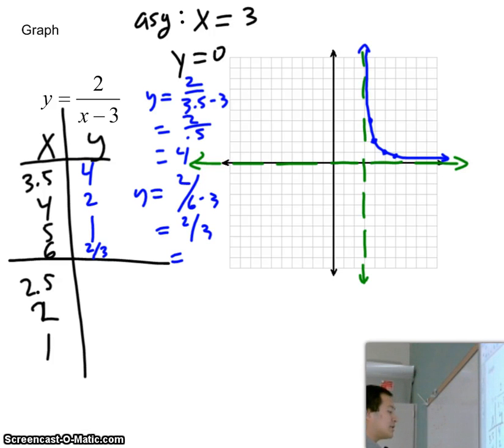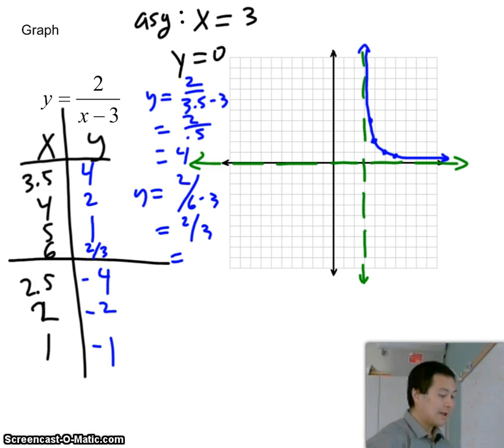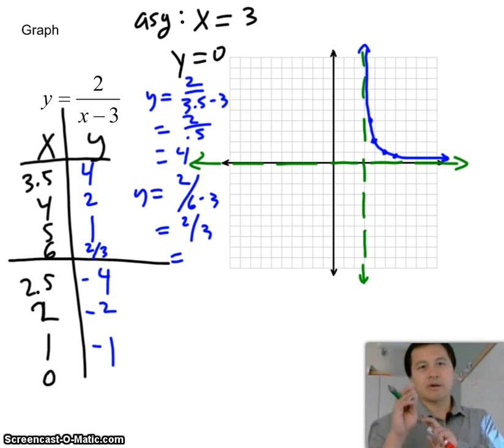I plug in my numbers. I plug in 2.5. I get -4. I get -2, -1. Sound good? I'm still not comfortable. I'm going to try another number. Let's try 0. Okay? Don't think it's symmetric or anything like that.